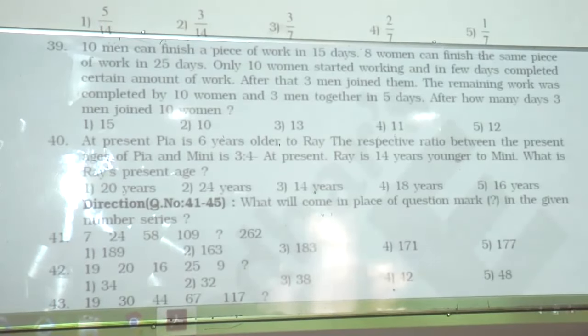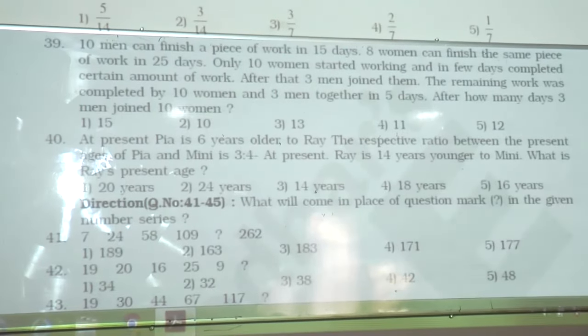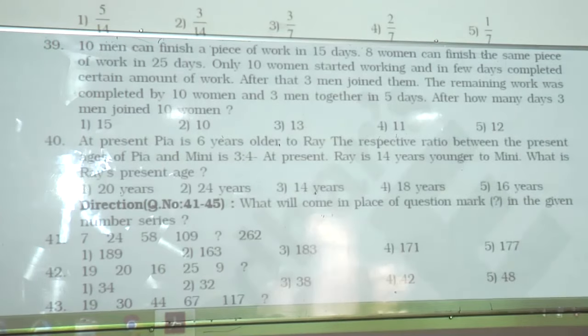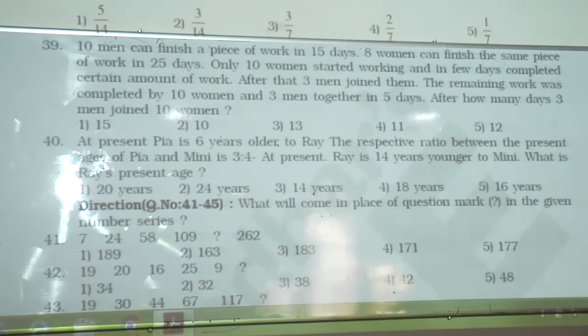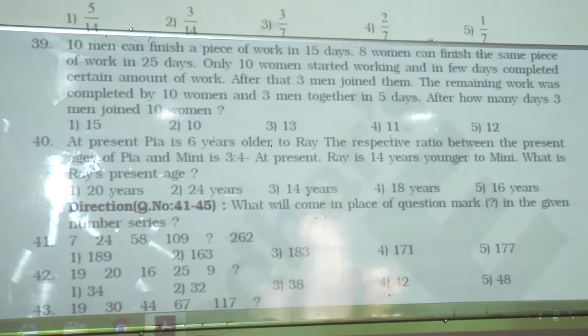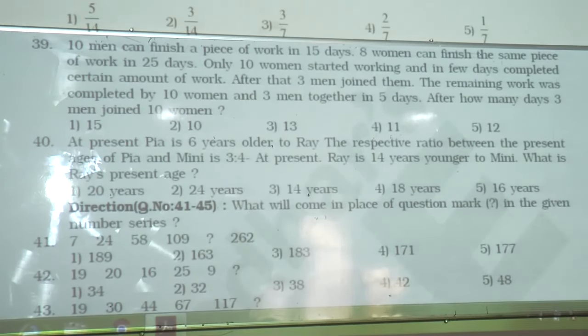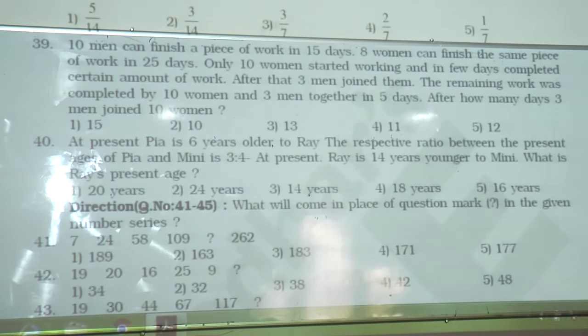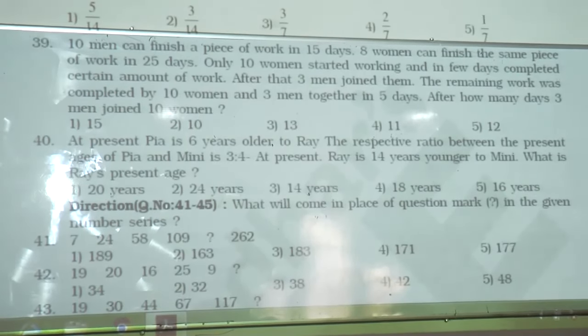At present, Pi is 6 years older than Ray. The respective ratio between the ages of Pi and Mini is 3:4. At present, Ray is 14 years younger than Mini. What is Ray's age? The answer should be either the third option or the fourth option.